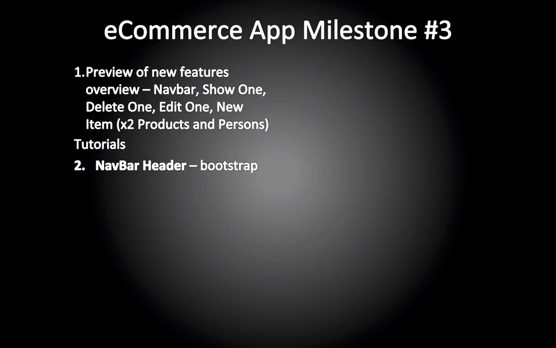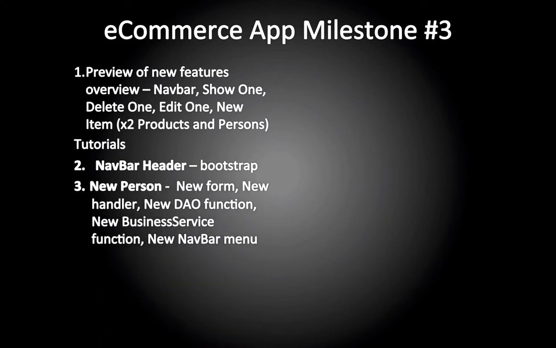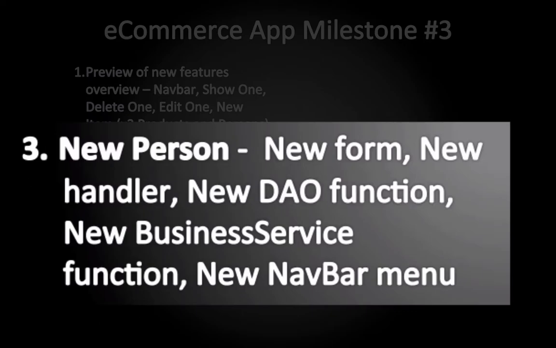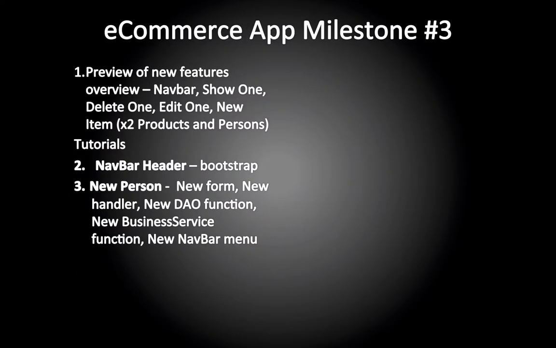In our e-commerce app, we're going to step on to number 3 in our Milestone 3. In this video, I'm going to show you how to create a form that will allow us to add a new person to our database. So you can see from the details here, we're going to create a new form. We're going to have a form handler. We're going to look at our DAO, which is our database access object, and then we're going to add a business service function, and then finally add it to our navbar menu.